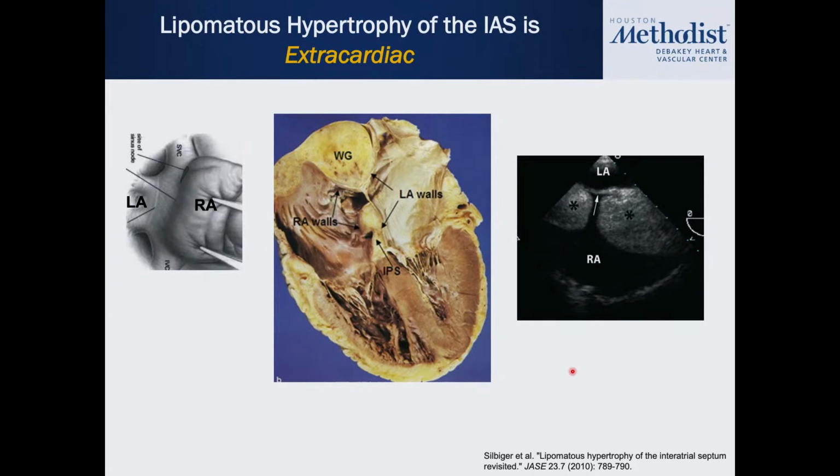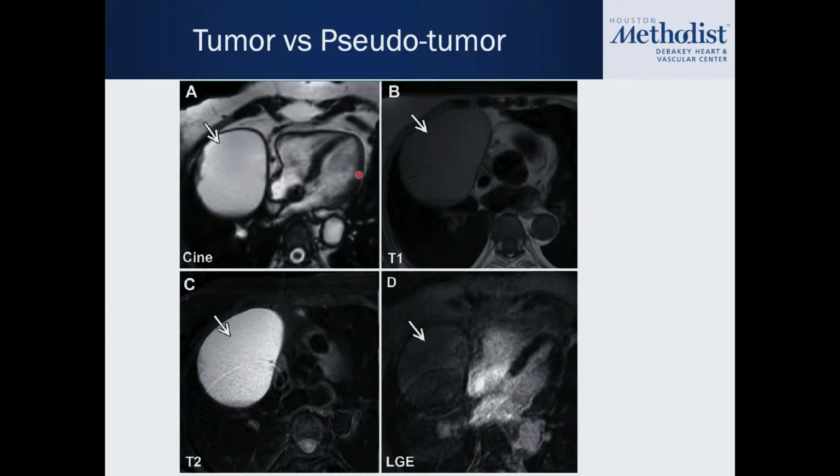A side note, I'm going to go on a tangent here. I always mention this in the echo lab. When you see this on echo, this is the lipomatous hypertrophy, right? This is not inside the cavity. This is not interacting with the blood cells. If you look at this pathology specimen here, this is fat that is invading the interatrial septum and splitting the left atrial side and the right atrial side of the wall of the interatrial septum and situated in between, right? It is not within the cavity. So that's important for you to know and understand. Tumor versus pseudo-tumor. This is easy.